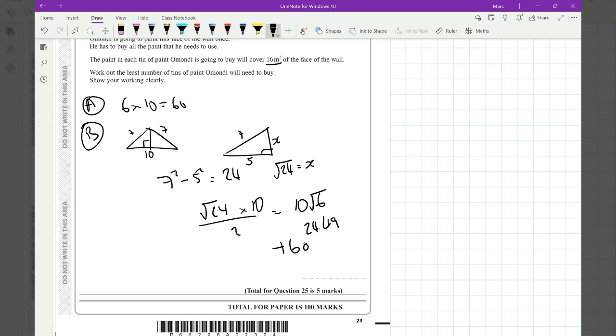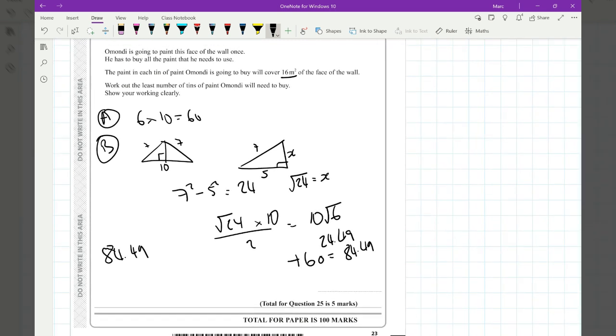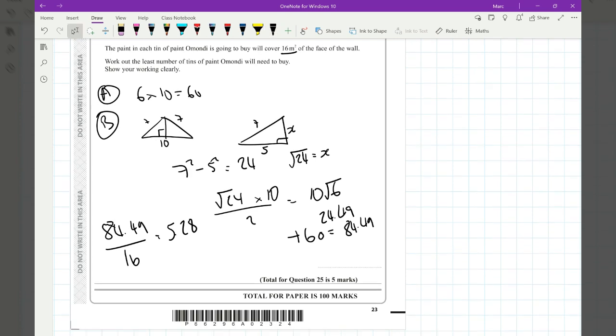That then gets added to the 60, so we get 84.49. We then divide it by 16 to work out how many tins of paint we need. And that gives me 5.28. And be careful there, we're not rounding it down, because we won't have enough paint if we round it down. So that gives us 6 tins.